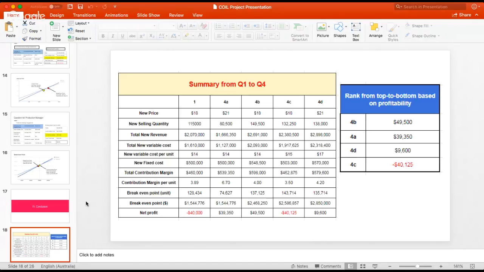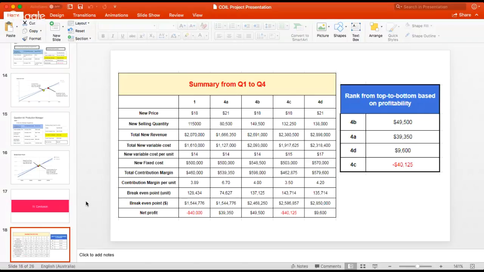In conclusion, it is clear that the suggestions from the sales manager and president are more effective than the suggestions from the production manager and engineer, as the recommendation from the president can lead to 39,350 of net profit, and the suggestion from the sales manager can reach up to 49,500, whereas the product engineer's suggestion can make 40,000 of net loss.